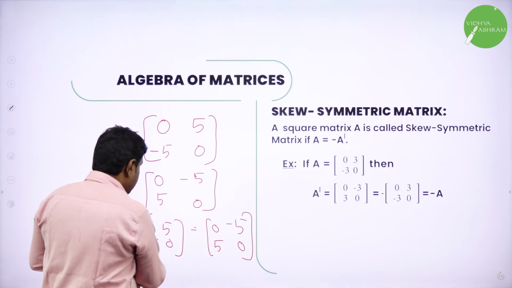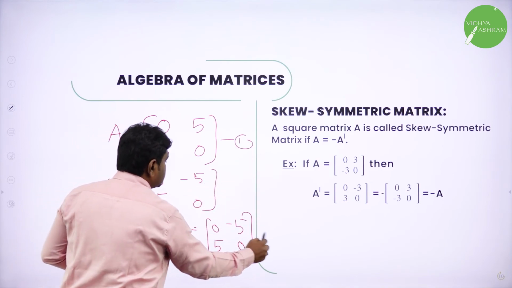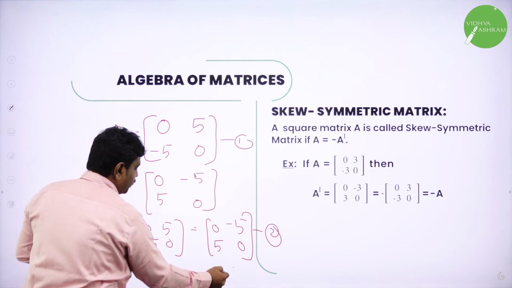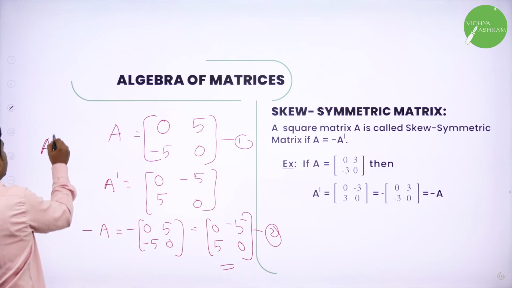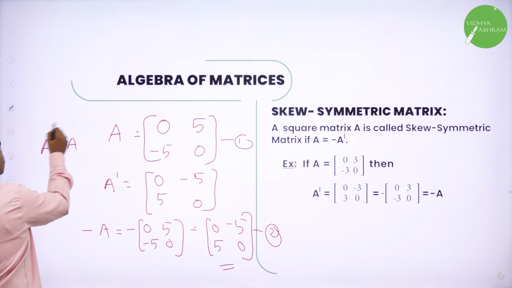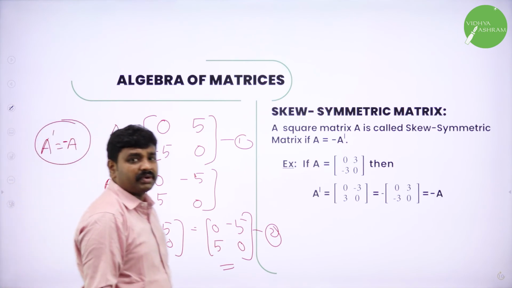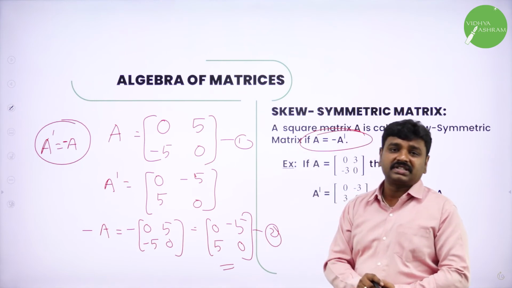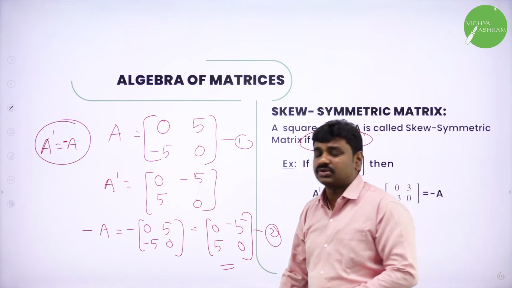Now, A dash is this, minus A is this. Are they the same? Observe. A dash is 0, 5, minus 5, 0. Minus A is also the same. In this case, the A dash value is exactly minus A. So therefore it is skew symmetric. What is skew symmetric? A square matrix is said to be skew symmetric if A dash is equal to what? Minus A. If A dash is minus A, then it is skew symmetric.